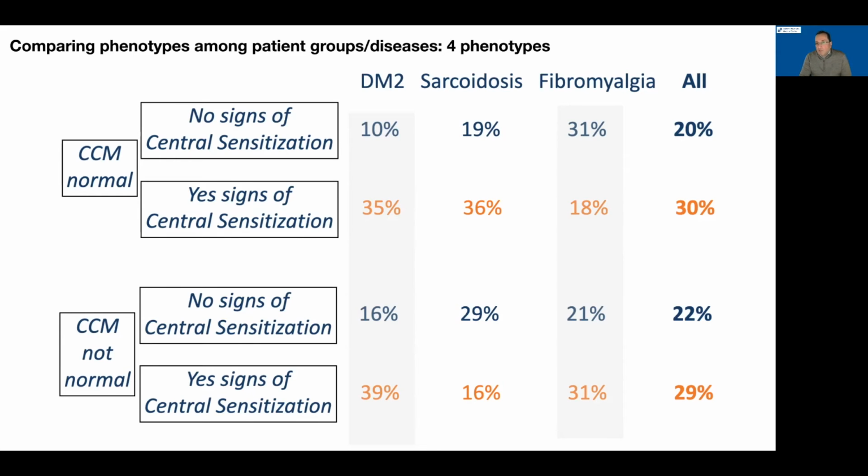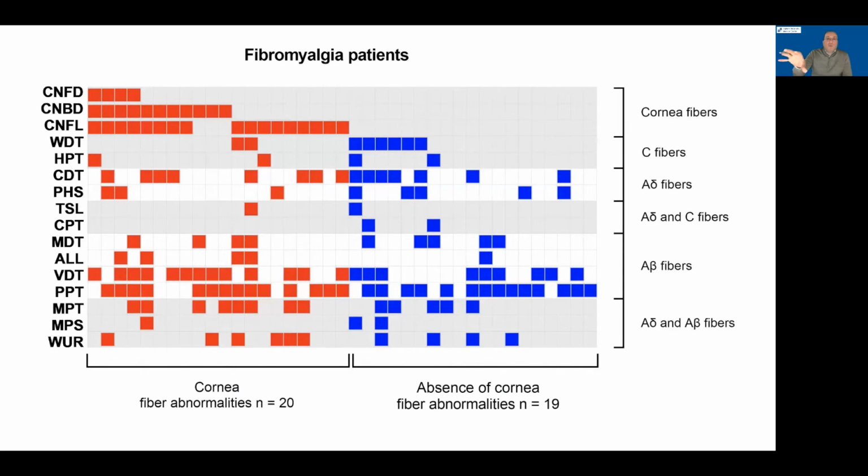So on the right, I give you the general observation that in this patient population, about 50% have C fiber abnormalities, 50% do not, and about 20% have no signs of sensitization and 30% do per subgroup. So that's quite interesting. So we have specific phenotypes that are disease unrelated. Now we can also look at the fibers. I've shown you that before, depending on the test.